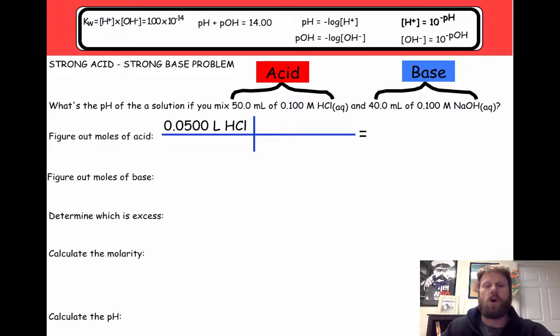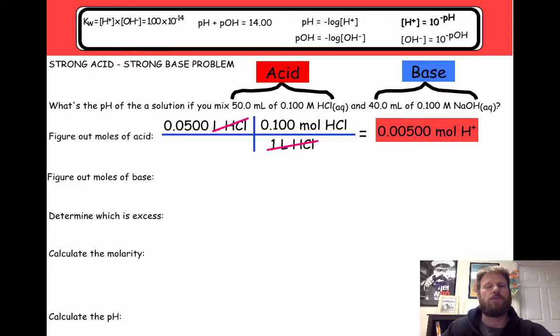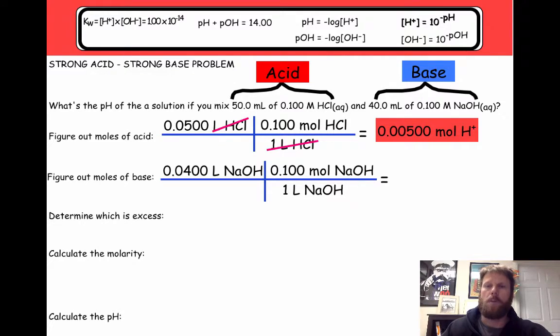So we're going to start with the volume. 50 milliliters is 0.0500 liters of HCl, and we have a 0.1 molar solution, which is 0.100 moles per liter. My liters will cancel. I end up having 0.00500 moles of H+. I'm going to do the same calculation with the base information. I have 40 milliliters of base, which is 0.0400 liters. It is a concentration of 0.1 moles per liter. My liters cancel, and I end up getting 0.00400 moles of OH minus.